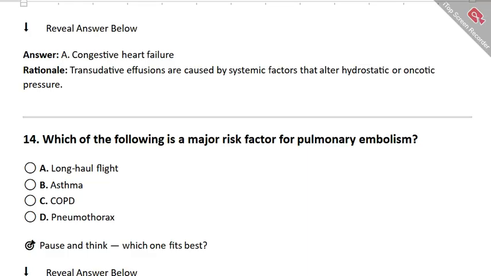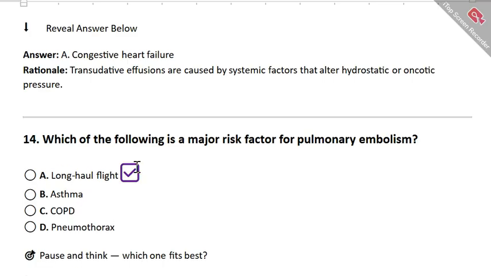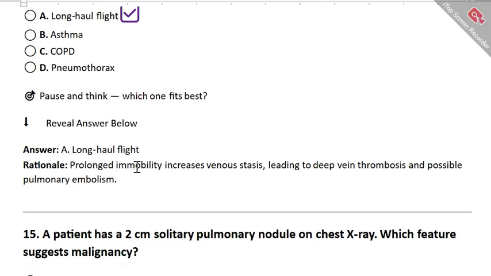Pause and think which one is the best option. Option A, a long haul flight. Let's move to the next question.